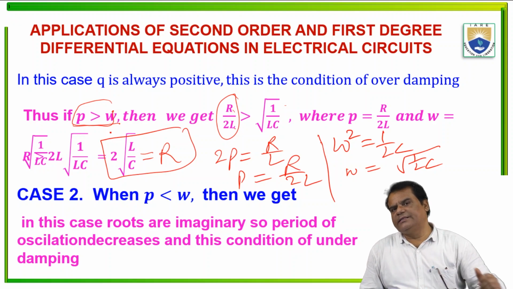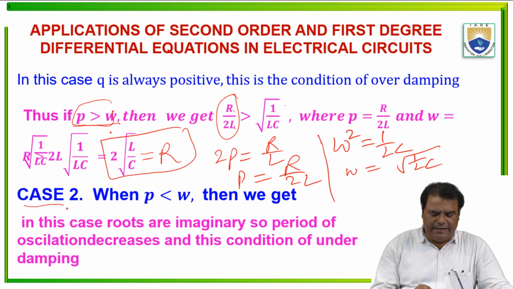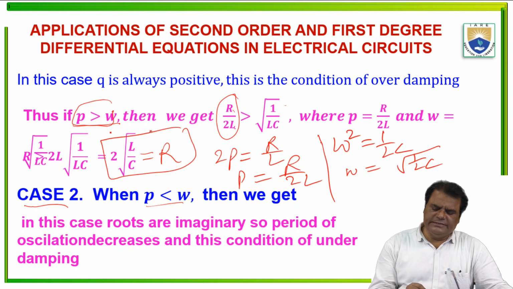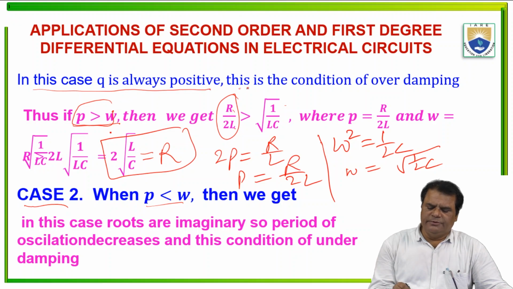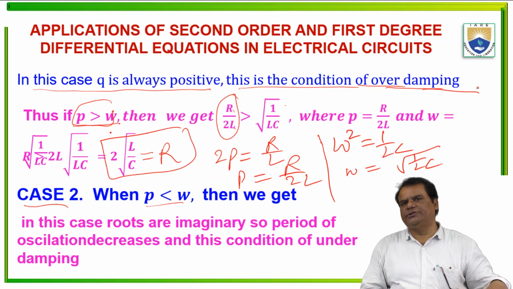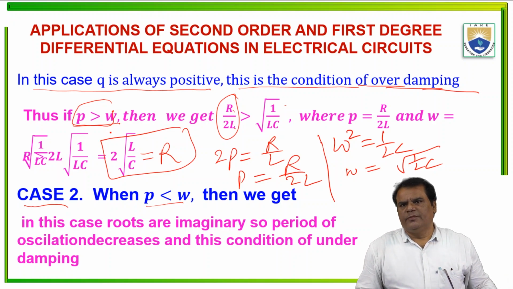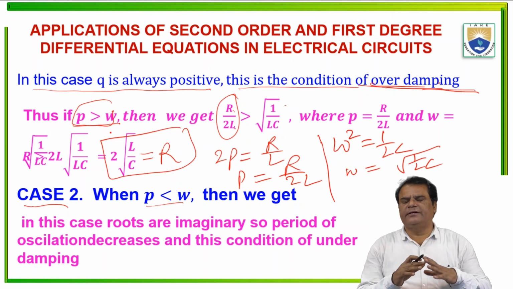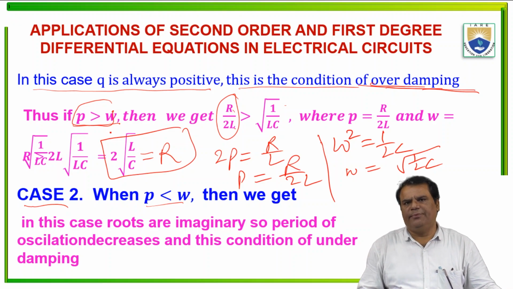Okay, so this is case 1, if P is greater than W. In this case, Q is always positive, and this is the condition of overdamped. Q is always positive, so our circuit is overdamped.